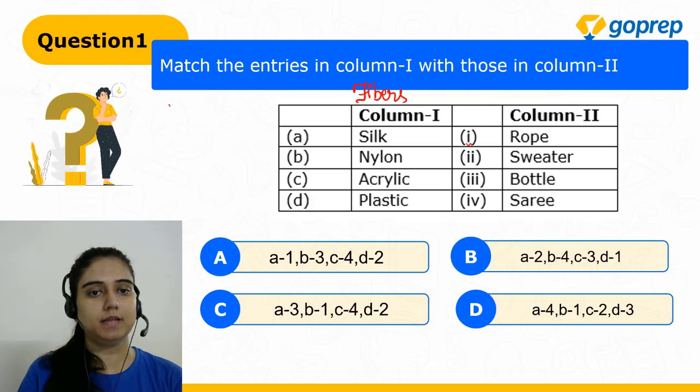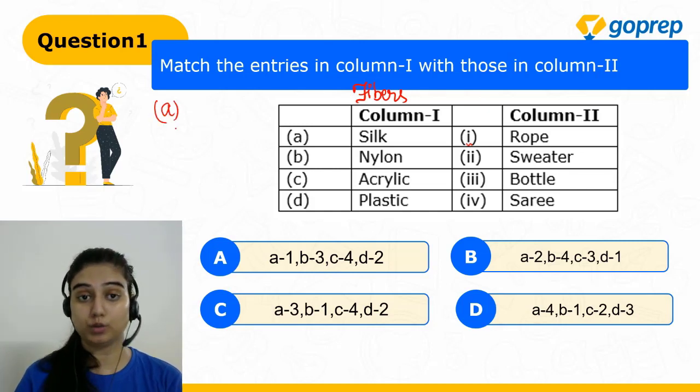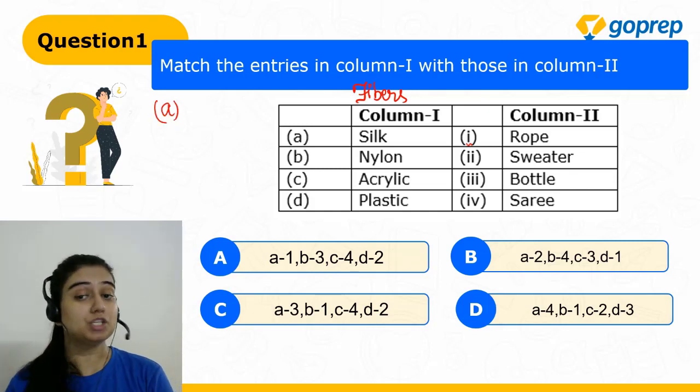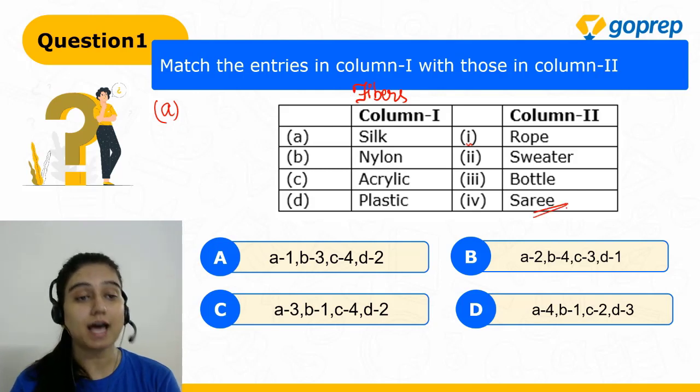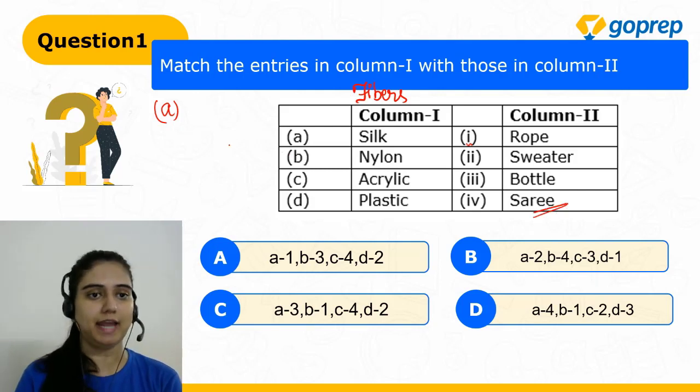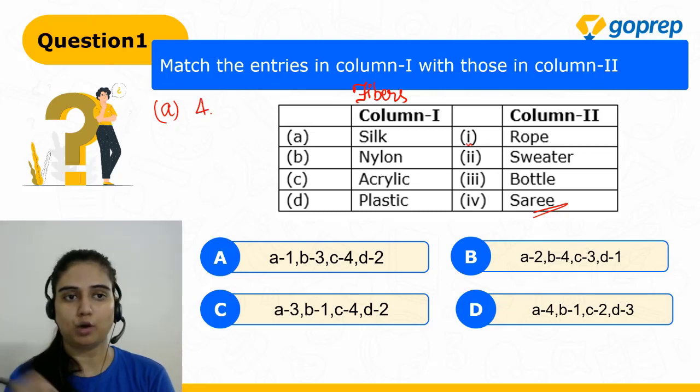So very first we can see silk, and we know that silk is majorly used in making saris. We have the saris of silk, right? So A is matched with the fourth option.